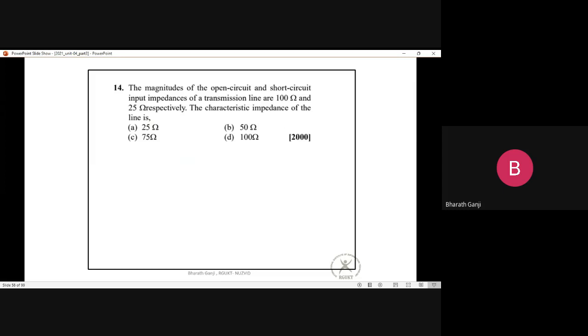Right. So the magnitudes of the open circuit and short circuit impedances of a transmission line are given. What is the characteristic impedance of the line? Chappan Nana, answer. Sir, 50, sir. 50.